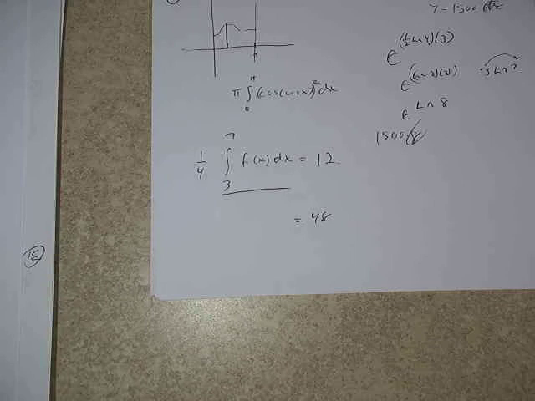The key issue is, notice that the average value of f is just the integral on 3 to 7 divided by the length of the interval. Okay. So if that stuff equals 12, then we know that the integral itself had better have been 48.